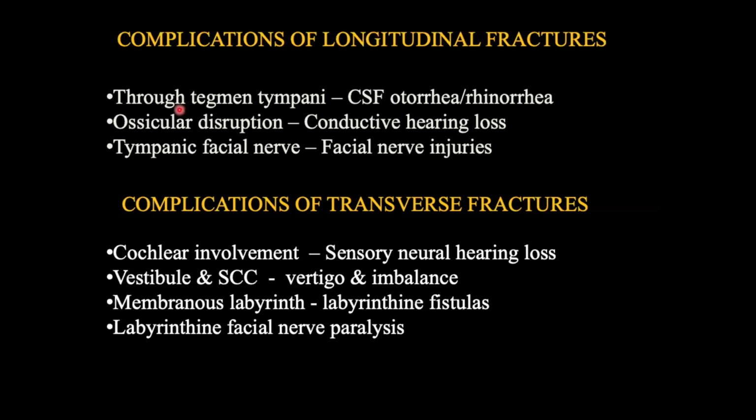If the fracture line involves the tegmen tympani, there are chances of CSF otorrhea. Now, if the tegmen tympani is fractured and the tympanic membrane is intact, then the CSF comes out through the eustachian tube, and the patient will get CSF rhinorrhea. So CSF otorrhea or rhinorrhea, then you get ossicular chain disruption. In fractures, you get conductive hearing loss. Then you can get the fracture line involving the genu or the tympanic segment of the facial canal.